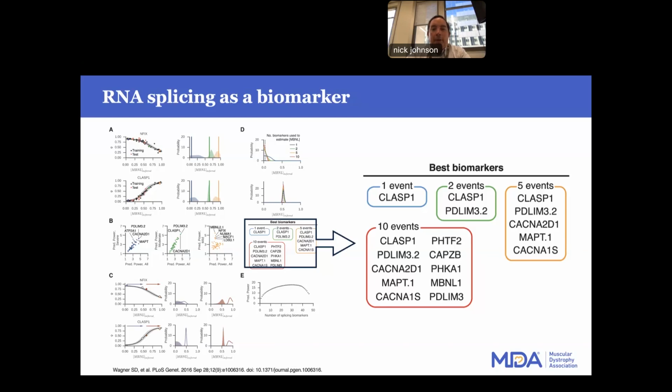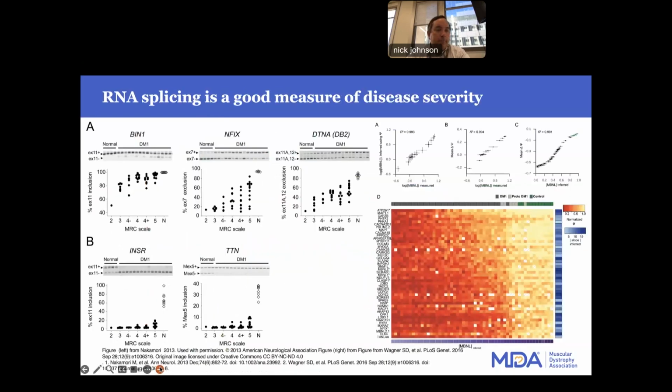The trick would be, for example, if you use one event, it might be a little bit more or less sensitive to muscleblind, and so in that instance, you're subject to much more variation. And so this paper suggested, for example, that if you use 10 potential events, you might smooth out some of that variation between individual events and might serve as a better biomarker.